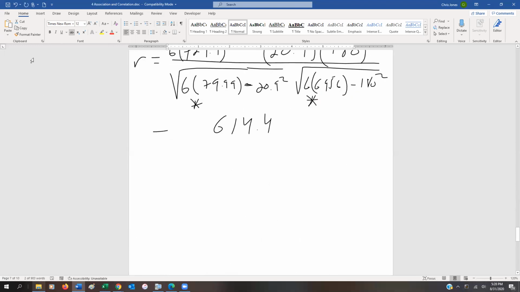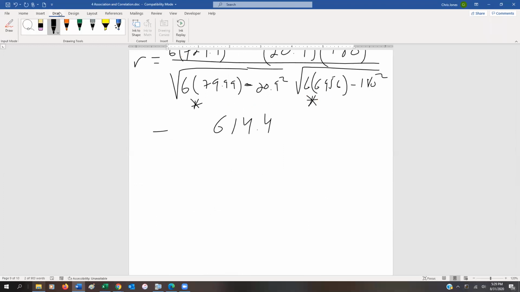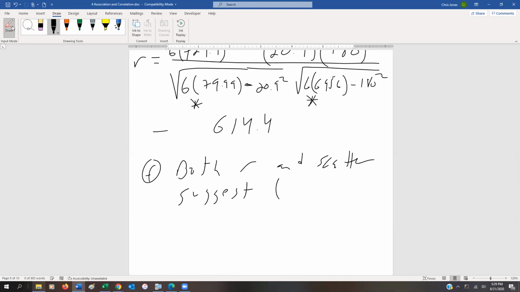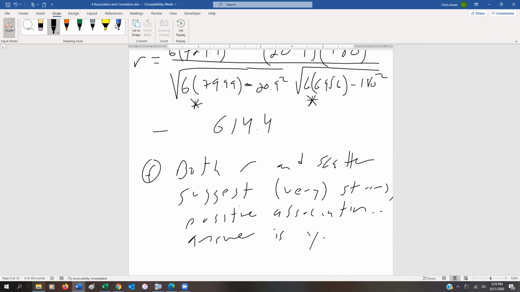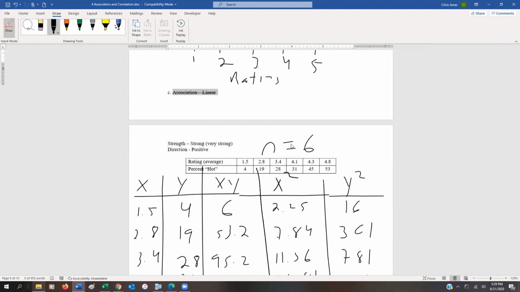But what we can say is that both the correlation coefficient, I think this is part F, both R and the scatter plot suggest, and I want to put this in parentheses, a strong positive association. So the answer is yes. Invariably it does. So that takes care of letter F.